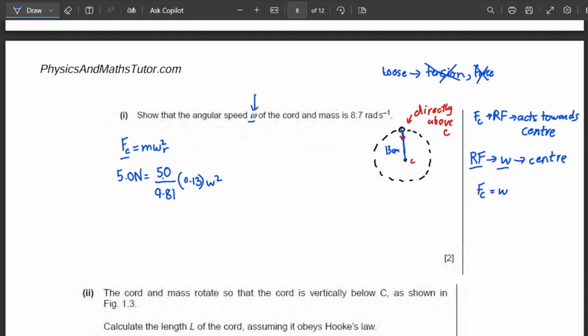So now if I just solve all of this out, this is just going to be 5 divided by 9.81 times 0.13, and I basically do this, so I basically get 981 over, I believe it's 13, is equal to omega squared. I take the square to the other side, it becomes a square root. And so my answer is going to be 8.68, which could be rounded off to 8.7 rads per second.